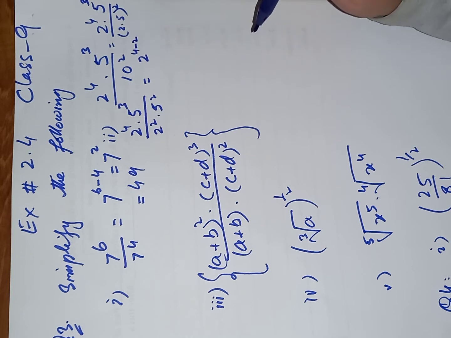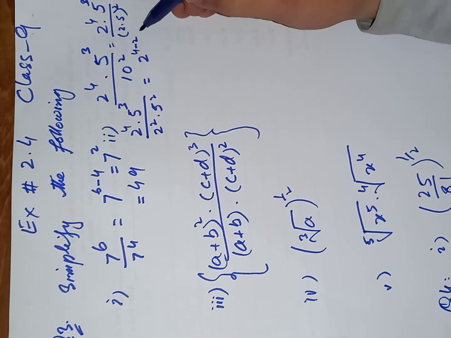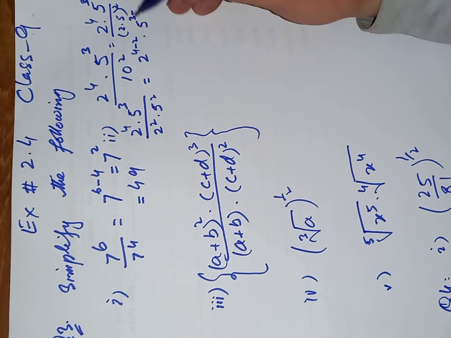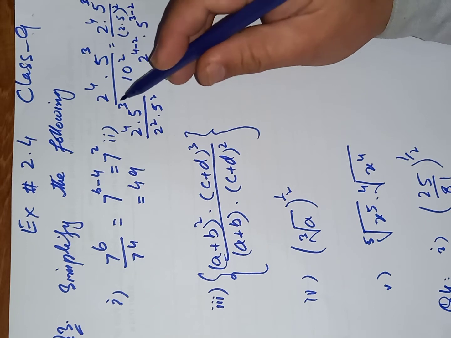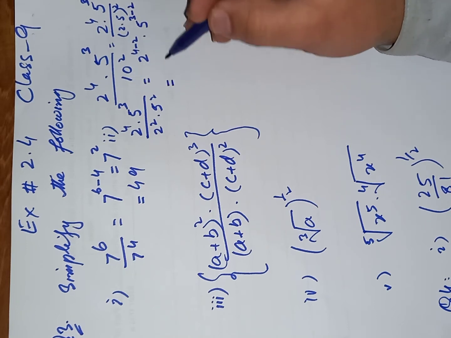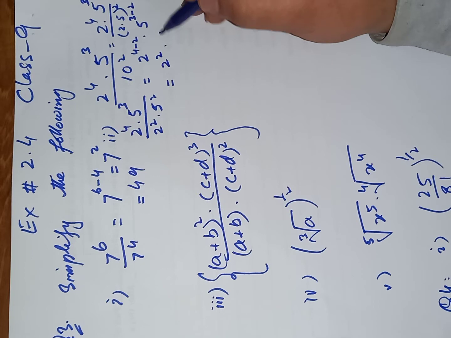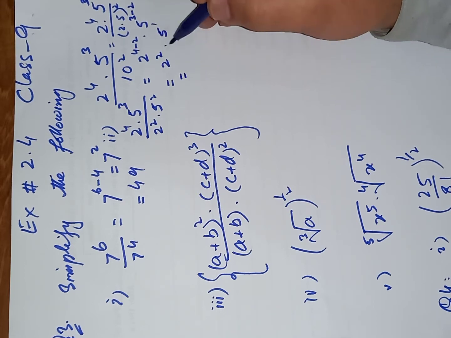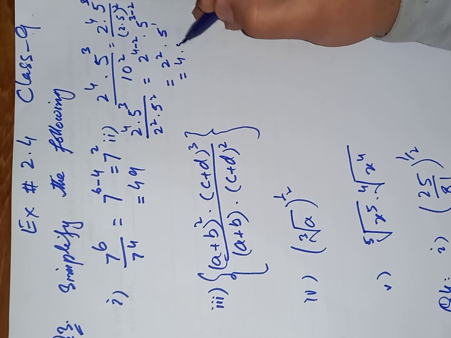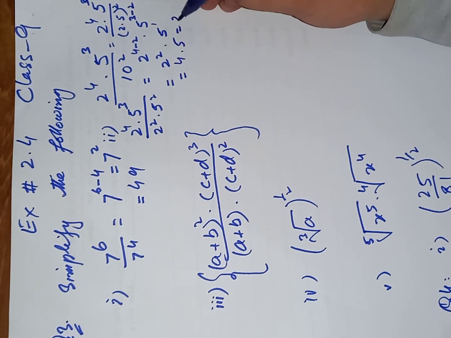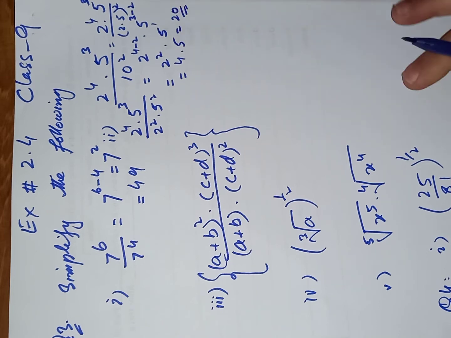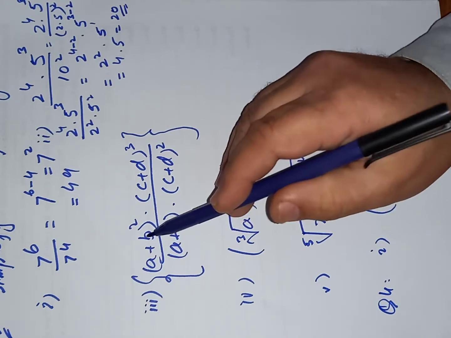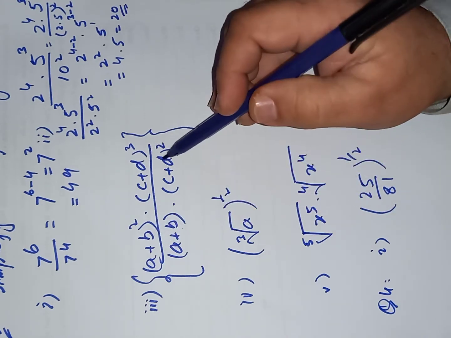So the same bases are going. 2 to the power 4, when this is dividing, we will subtract the denominator power from the numerator power, and 5 to the power 3, 2 will be subtracted from the 3. So the result is 2 to the power 2 multiplied with 5 to the power 1. 1 we generally don't write, and 2 twos are 4, with the 5 it becomes 4 fives are 20, and that's the answer.